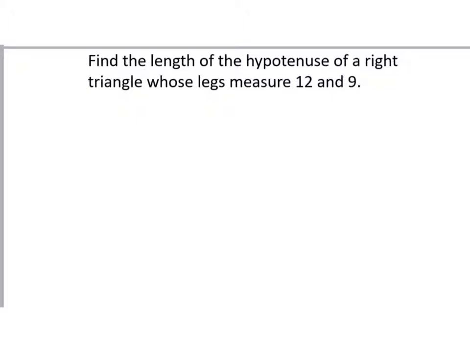Okay? My first problem says it's a Pythagorean theorem. Find the length of the hypotenuse of a right triangle whose legs measure 9 and 12. So I can draw a triangle if I need to. It tells me it's right, and it says find the hypotenuse when the legs are 12 and 9.